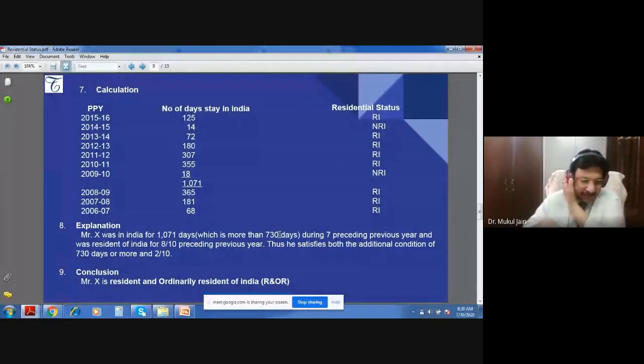Now, second example, I'll show you in the slide also. Another example is that if income is accrued or arisen outside India in the previous year from a business controlled or profession set up outside India from any source outside India. Now, let us say the company is Microsoft. Microsoft is an American company.